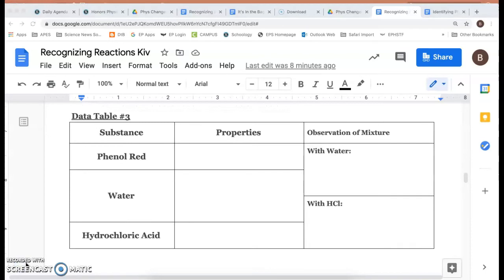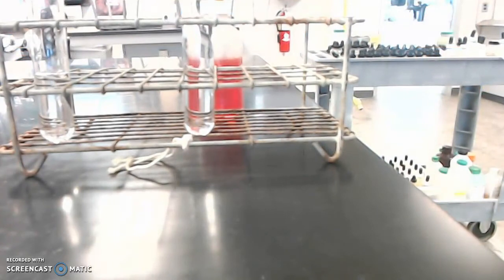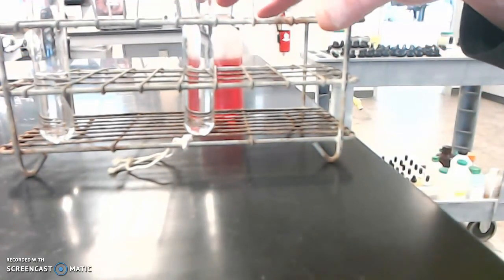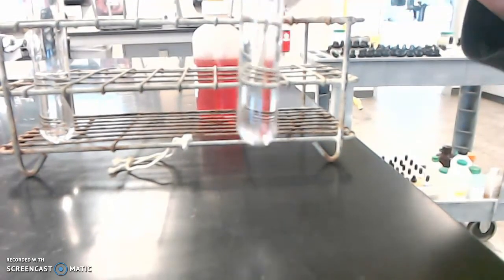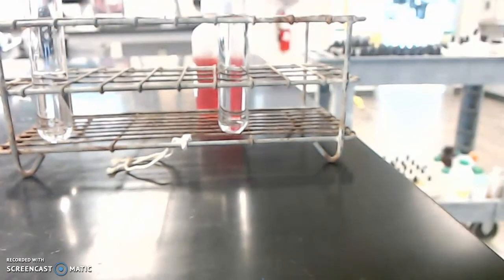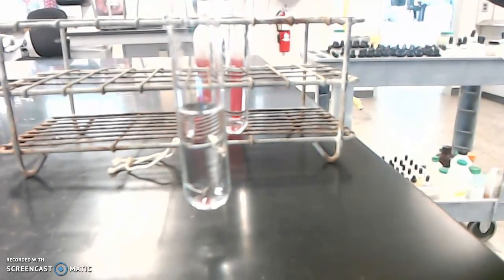All right, here we go with part 3. First, we're going to observe the properties of phenol red, water, and hydrochloric acid, and you're going to record them in your data table right here under properties. So let's go to the big screen and have a look at stuff. Quite exciting on water. Oh my goodness, it's a clear liquid. Hydrochloric acid is nearly as exciting. Again, we have a clear liquid.